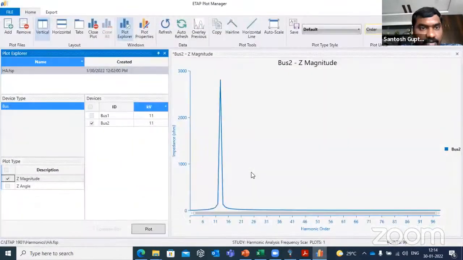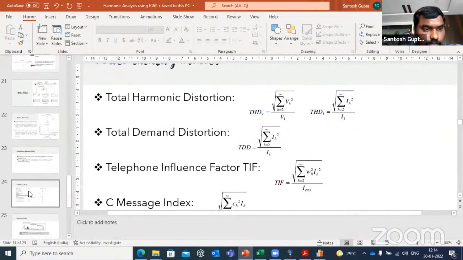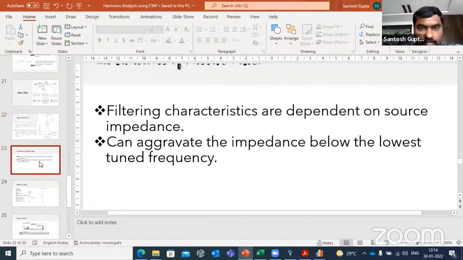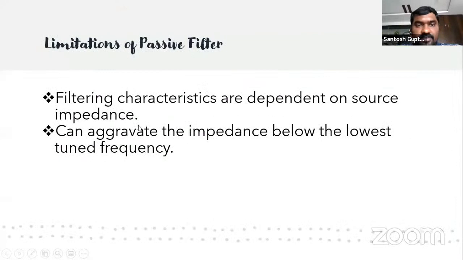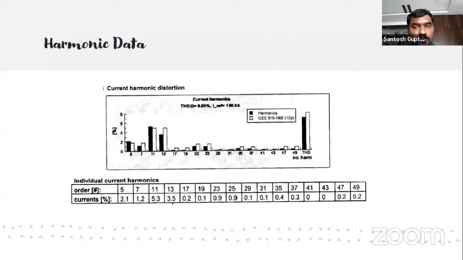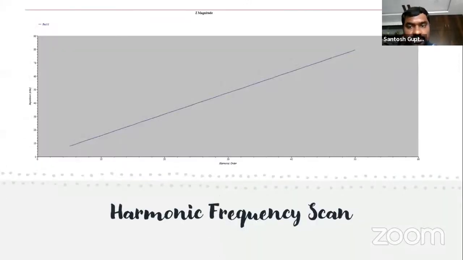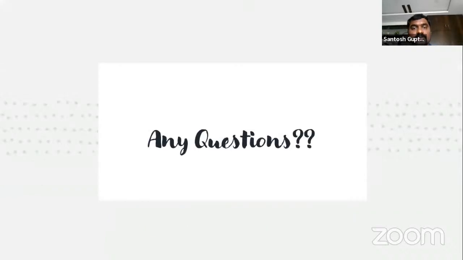So we are up to here. The disadvantage of passive filters is that the filtering characteristics depend on the source impedances, and they can aggravate the impedances below the lowest tuned frequency. Correct. So this is the case study we have taken now. I think I've shown the frequency scan as well. So if you have any questions.